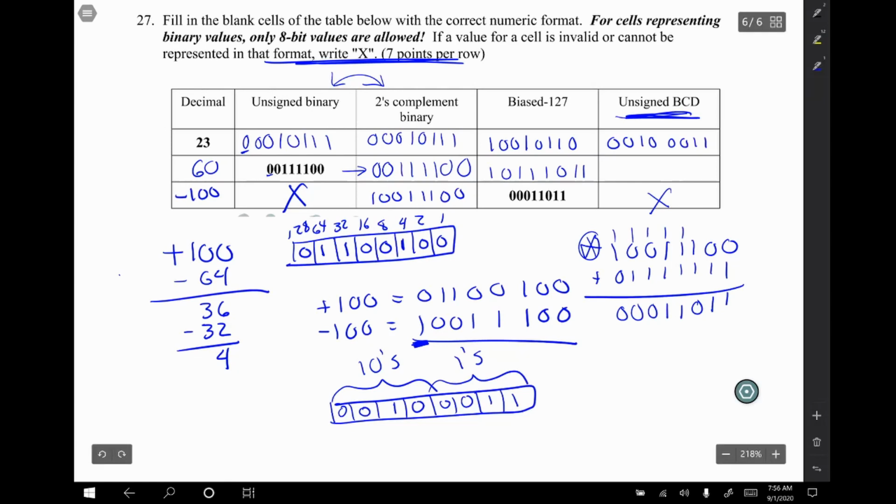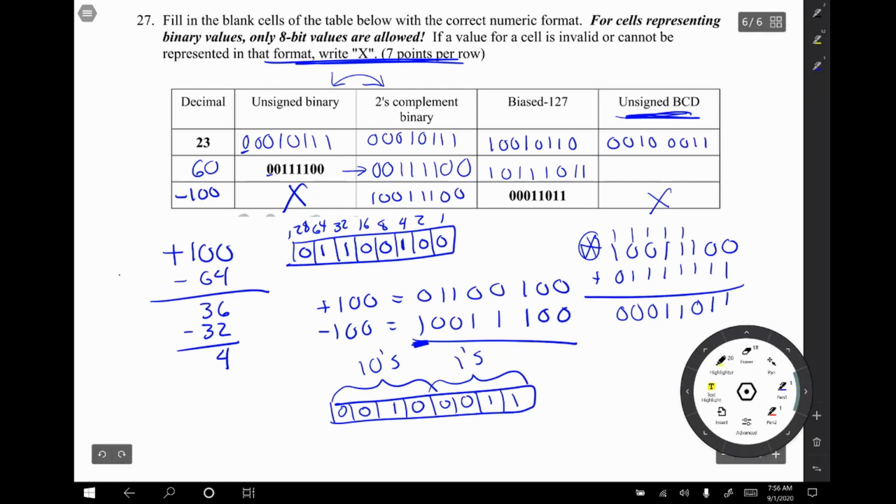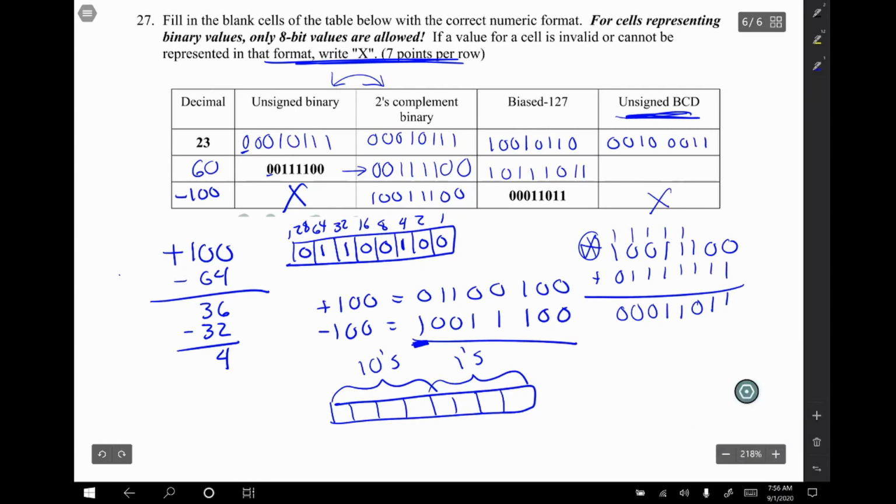All right. Now, what about the value 60? Will 60 fit? Well, 60 is less than 100, so in fact, we will have room to fit 60 in 8-bit unsigned BCD. There are 6 tens and 0 ones, so the answer is 0, 1, 1, 0, 0, 0, 0, 0.